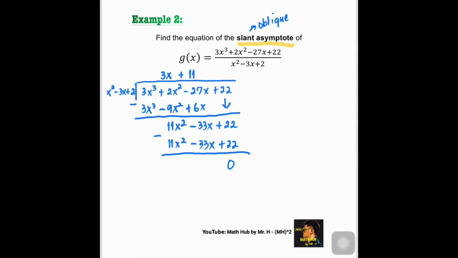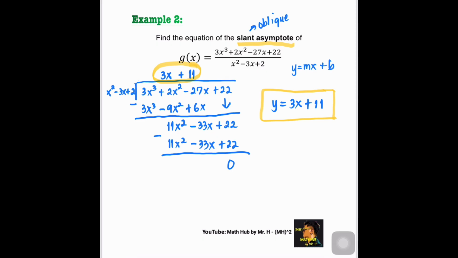Now, how do we know the equation of the slant asymptote? So definitely you're going to be thinking about the equation of a line, which is in the form of y equals mx plus b, which is the slope-intercept form. All right? So the quotient. So we're gonna take that and we write y equals 3x plus 11. And this is the equation of the slant asymptote.